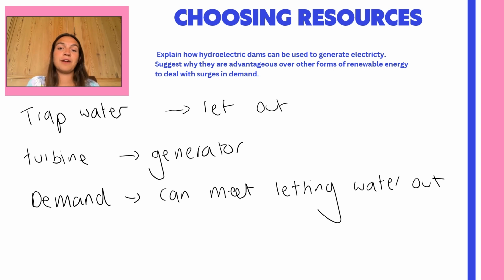So they sound super beneficial. Obviously, with hydroelectric dams, you have to think about the fact that they're very expensive to build, and also they flood areas in order to have these dams there, so you get this loss of habitats as well.